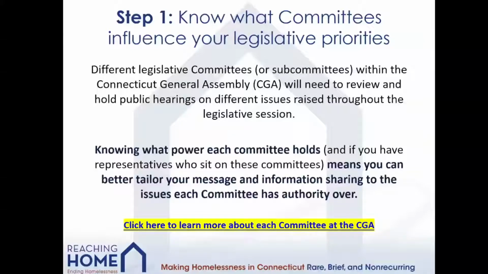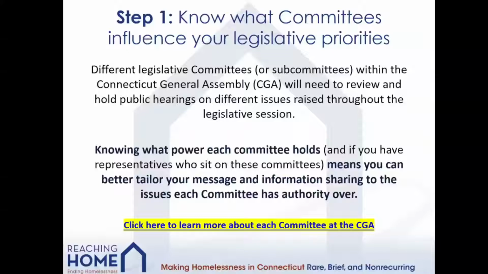I'll share all these links at the end because I don't want to distract from my presentation and try and get in the chat. But I'll send those all to you to look at after. This link sends you to the Connecticut General Assembly's website page, which talks about what each committee has authority over and who sits on each committee as far as legislative representation. So this is really important as we're thinking about who we need to target and have conversations with during session.